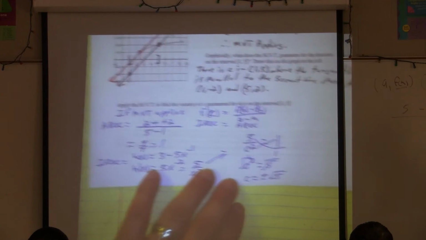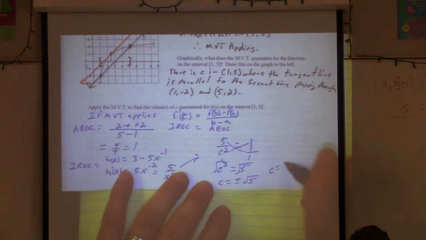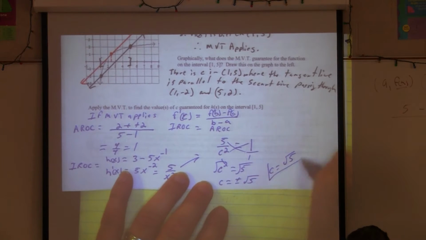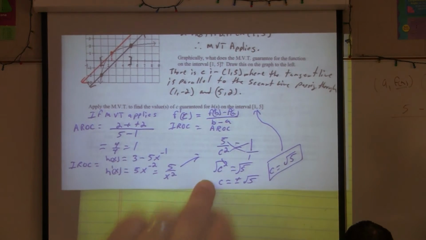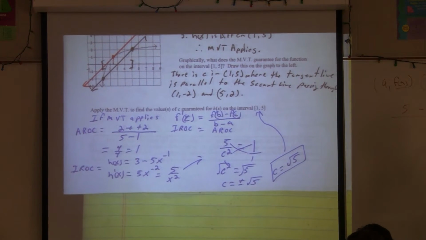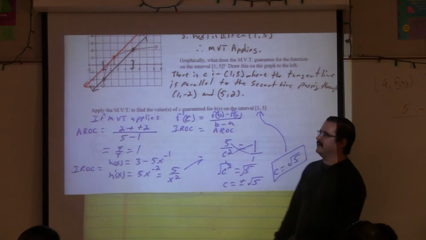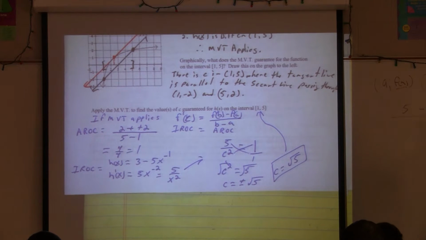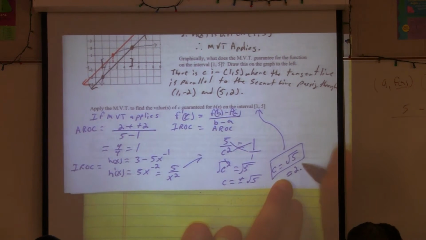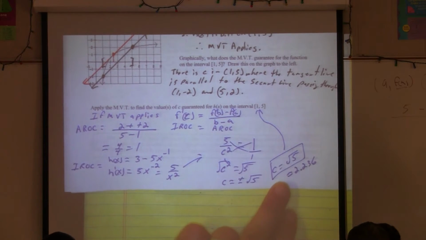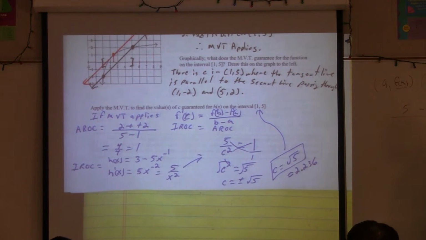But it's only which one? Only the positive one? Why? It falls within the interval. Very good, because that's the one in the interval. What would be the approximate value? So use your calculator, type it in, and what would we get? 2 point what? 236. Good. Should you round appropriately?